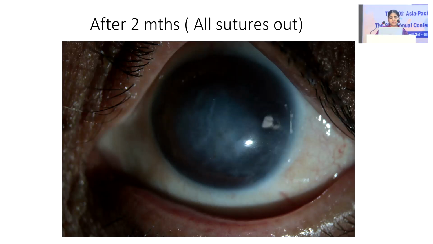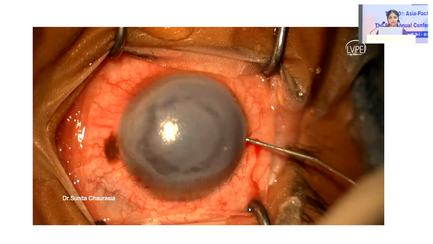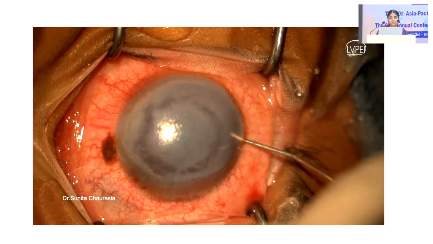And this is at 2 months when the sutures were out. This patient had a relative clearing and did well after the resolution. This was one case of post-trauma related to a very thin cornea and ectasia. If we look at the corneal slit lamp findings, there is a relative area of translucency in the mid-periphery. And when we see the OCT, there's a split in the mid-peripheral region, and this was all circumferential. This case was managed again with the similar technique of applying sutures.